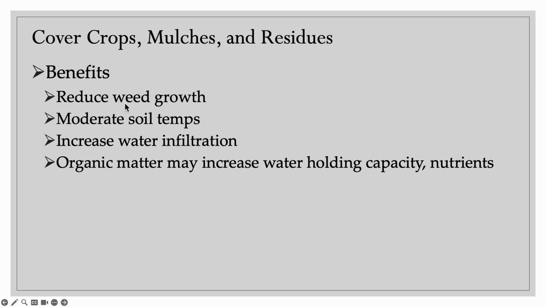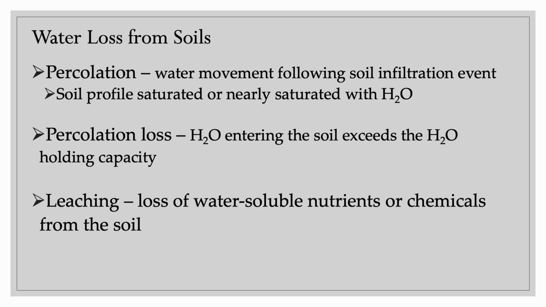Some other benefits that we might get from that are reduced weed growth. We're going to change some of our soil temperatures, which is going to be beneficial for our roots. We're going to increase water infiltration. You may see this like pine straw around the edges of trees, or maybe some of those bags that are going to capture some of that rainfall and keep that separation around the tree. And as that breaks down, that organic matter is going to increase water holding capacity and supply those nutrients.